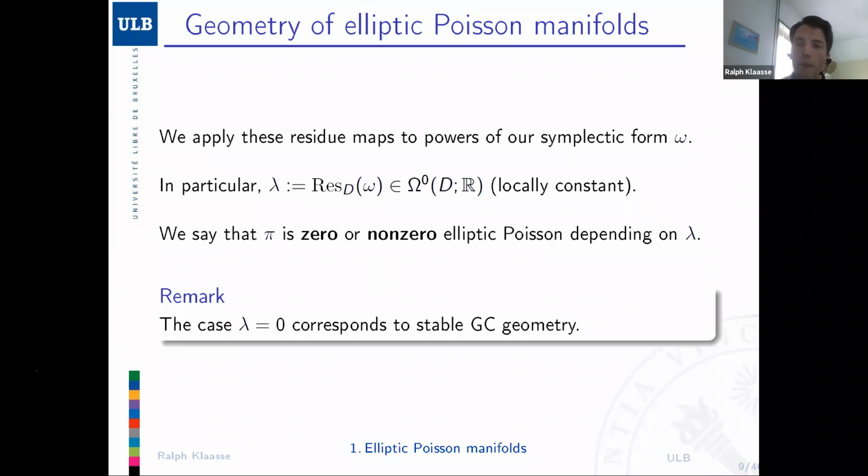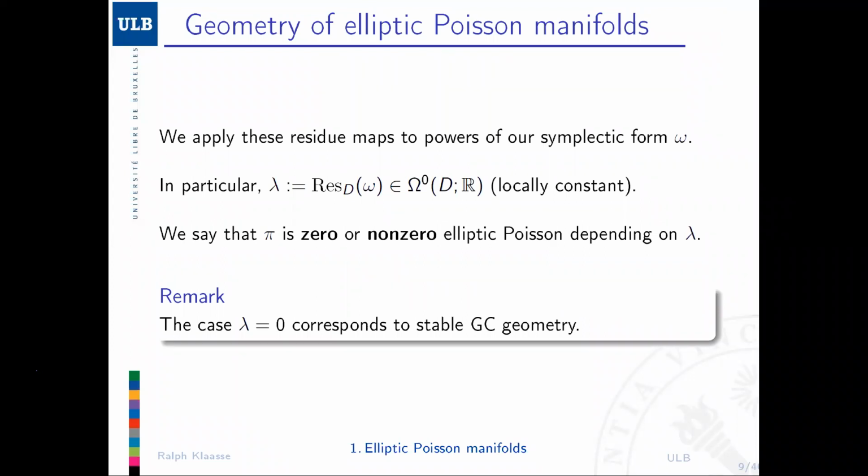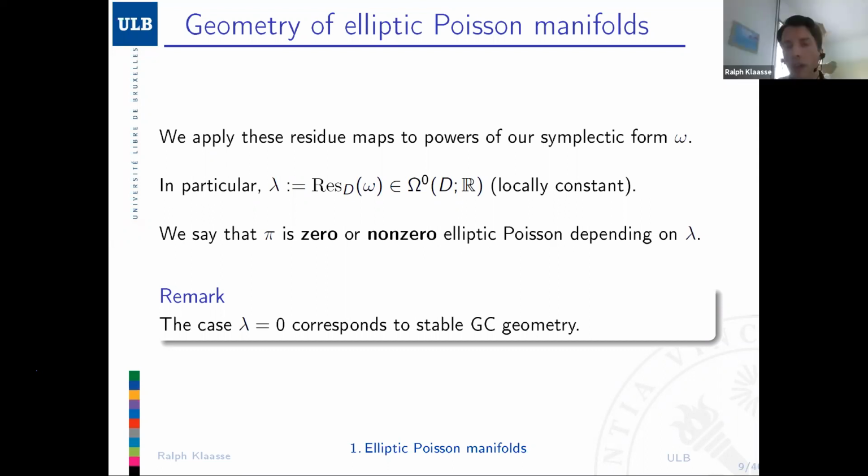So can we think of it as a... Sorry? No, please, go on. These Poisson structures that we're dealing with here, they're almost everywhere non-degenerate.